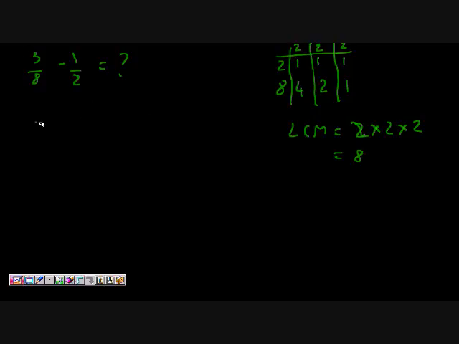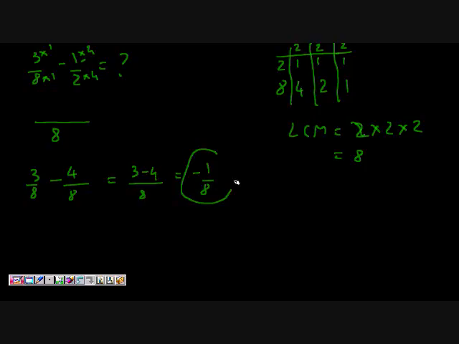So we can write, 8 goes into 8 1 time, so we'll multiply this by 1, numerator and denominator, and 2 goes into 8 4 times, so we'll multiply that by 4. So we can write 3 by 8 minus 4 into 1 is 4, 4 into 2 is 8. So we have the same denominator. We can write 3 minus 4, which is minus 1 by 8. So in this case, 3 by 8 minus half is minus 1 by 8. So that's a negative fraction. Okay, and that's how you solve subtraction of fractions where you have same denominators and different denominators.